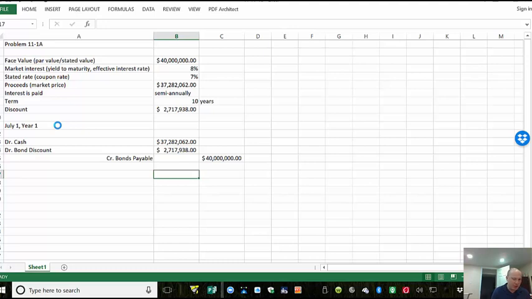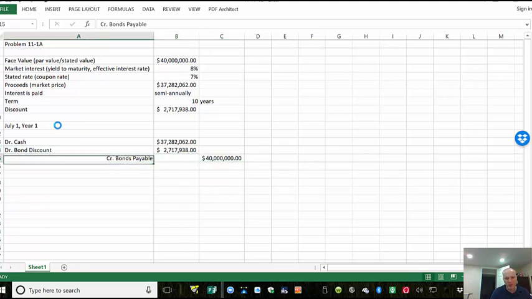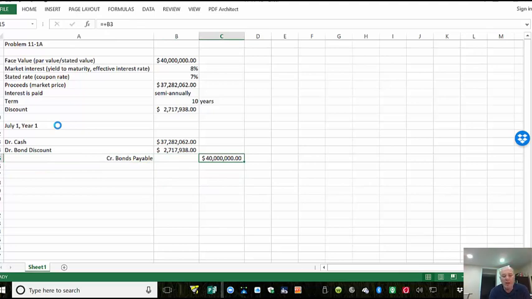Now, note that bond discount reduces the amount of liability, at least initially. So the actual total liability is still 37,282,062, because on the balance sheet you'll have a liability for the stated amount of 40 million, net of the bond discount of 2,717,938, which is 37,282,062. All right, so this is part one we answered: journalize the entry and the amount of cash proceeds.